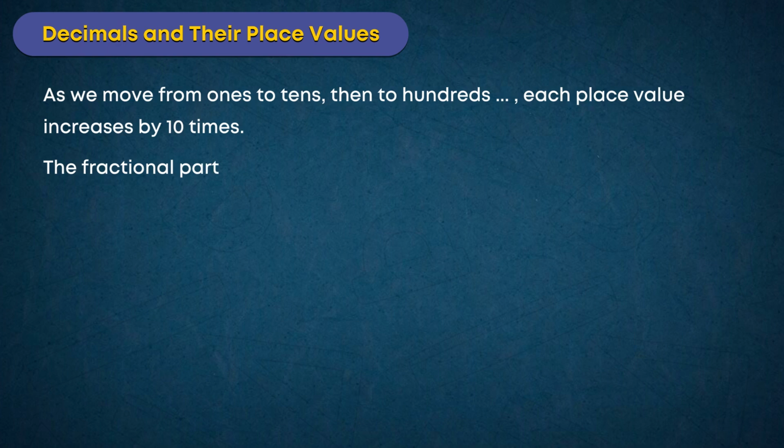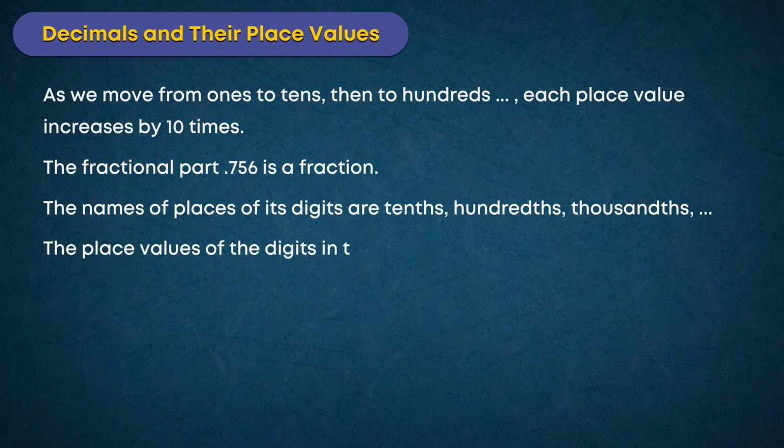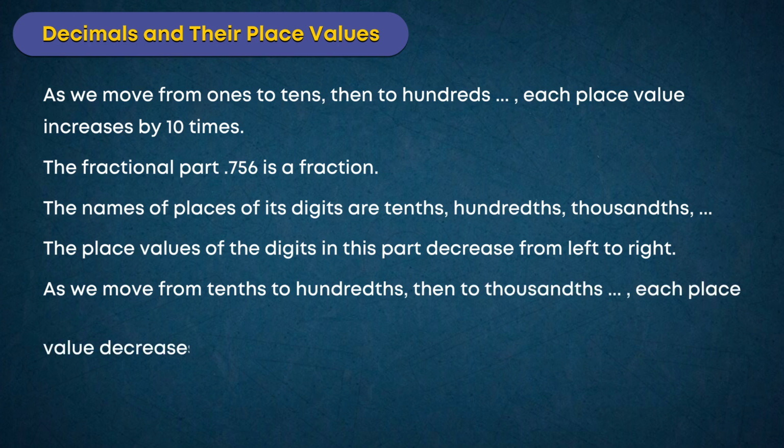The fractional part 0.756 is a fraction. The names of places of its digits are tenths, hundredths, thousandths. The place values of the digits in this part decrease from left to right. As we move from tenths to hundredths, then to thousandths, each place value decreases to 1 by 10 of the previous.